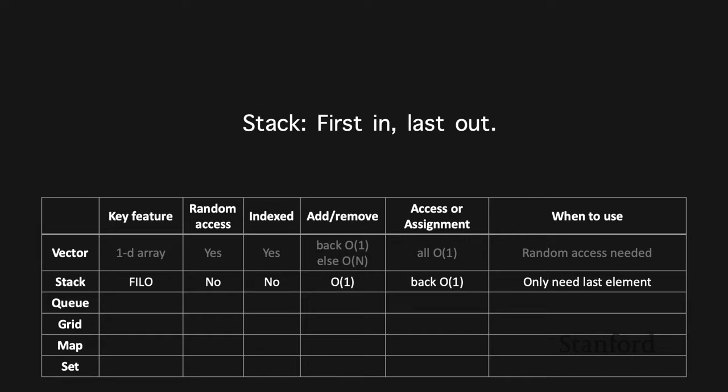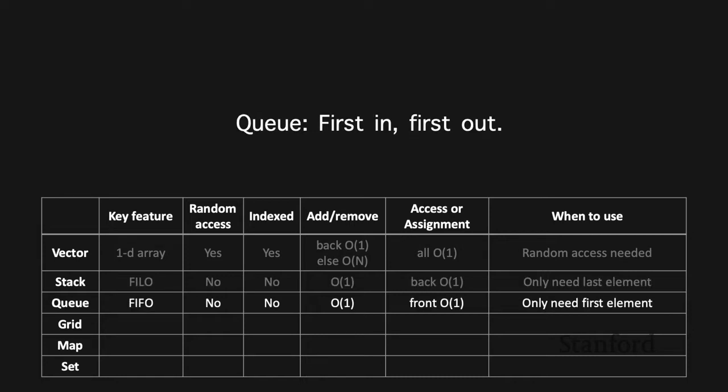Yeah. It's first in, first out. So the order in which you put stuff into the queue is the order you get it out. What are the efficiencies? Same. All O of one. Yeah. Okay. Awesome. All right. Grids.